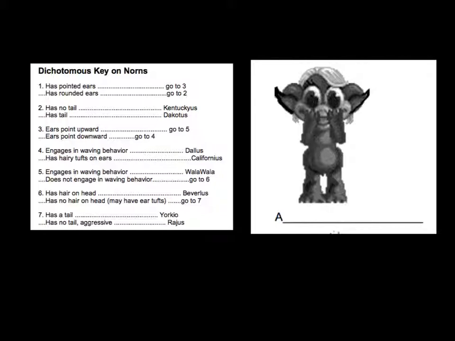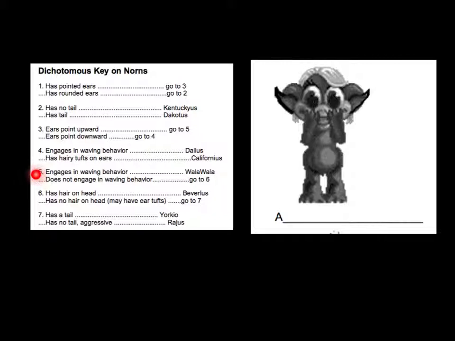So Lindy, I know you're coloring your jeans right now, but if you look at the key, you would see 1 through 7. The first step, you always start on 1, and you look at the features on step 1, and you determine which criteria your norn fits. So has pointed ears or has rounded ears? Are they pointing on the end? Yes. So it says has pointed ears, go to 3. So you skip across which one? 2. Skip 2 and go to 3, where it says ears pointed upward or downward? Upward. So then you're going to go to 5.